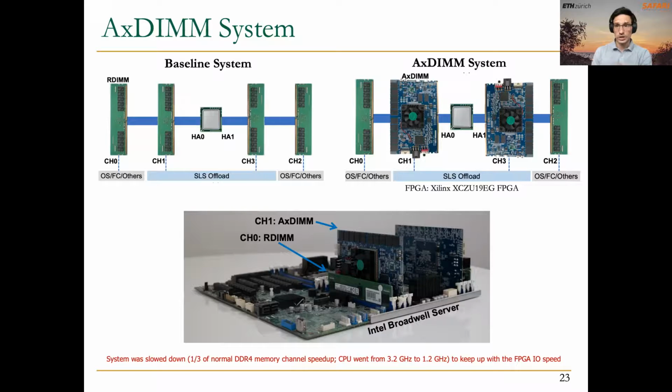One interesting observation here is that in order to perform the experiments and the testing with this prototype, they had to slow down the system, reducing the frequency of the CPU in order to keep up with the FPGA speed, because FPGAs, as you know, run at a few hundred megahertz. If this was implemented in an ASIC, it could probably run at a significantly higher frequency, and it wouldn't be necessary to reduce the frequency of the CPU in a production setup, let's say.